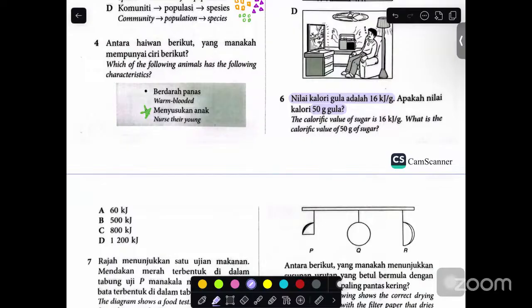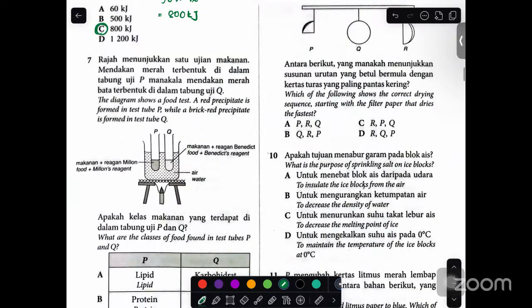Okay, nilai kalori gula is 16. Kalau in 50 gram, berapa yang teacher ada? How much is it? Alright. Senang je. Just take 50. Darab je dengan 16. You will get 800. Okay? Okay, yang ini pula.